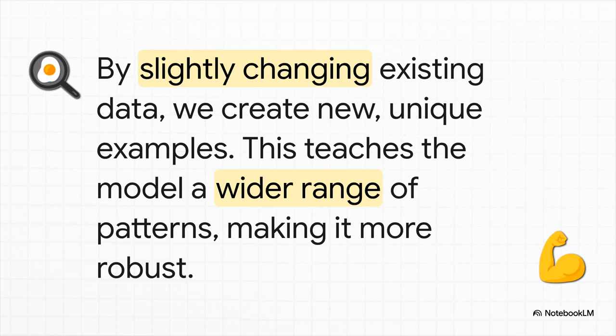It's like a chef who can make a dozen different dishes from just a handful of ingredients. By making small changes to the data we've got, like flipping an image or just tweaking a sentence a little bit, we can create tons of new, unique training examples. This teaches the model a much wider range of patterns, which makes it way more robust. It's less likely to get confused by something it hasn't seen before. Basically, we're making our data work a lot harder for us.